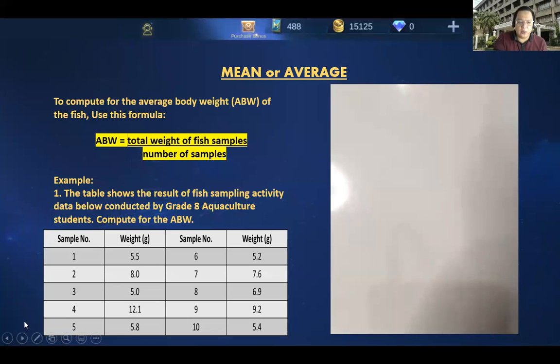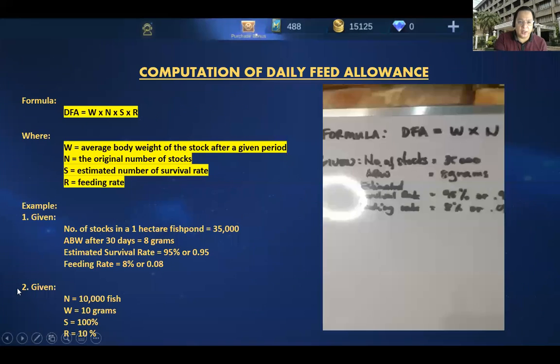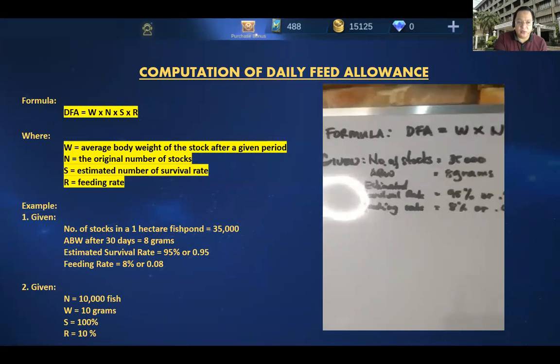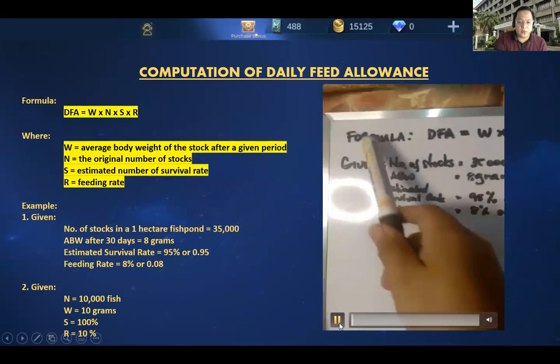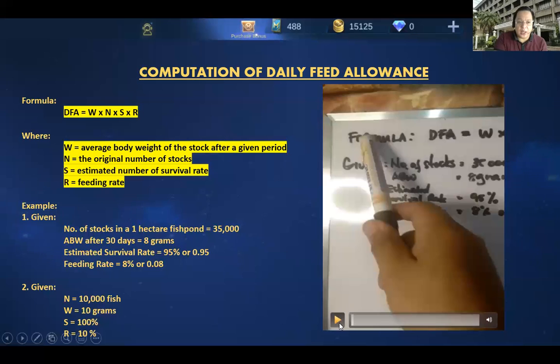Okay, for the next subtopic after average body weight, how to compute the daily feed allowance. For the daily feed allowance, we have the formula: DFA equals W times N times S times R, where W is the average body weight of the stock after a given period, N is the original number of stocks, S is the estimated survival rate, and R is the feeding rate.